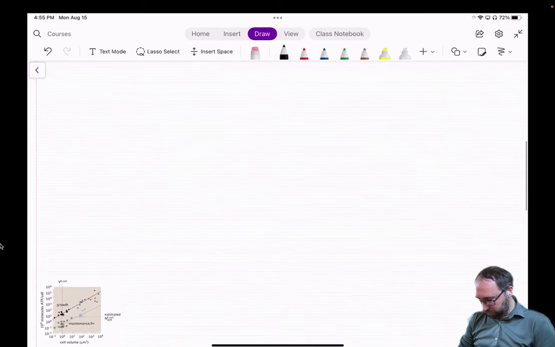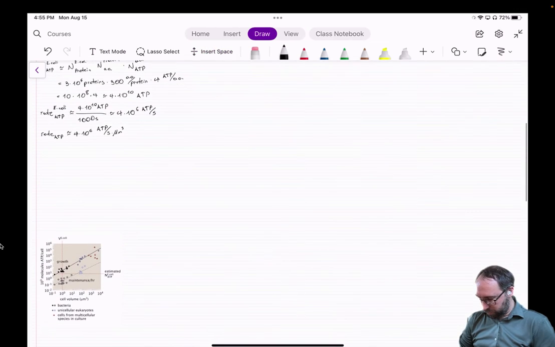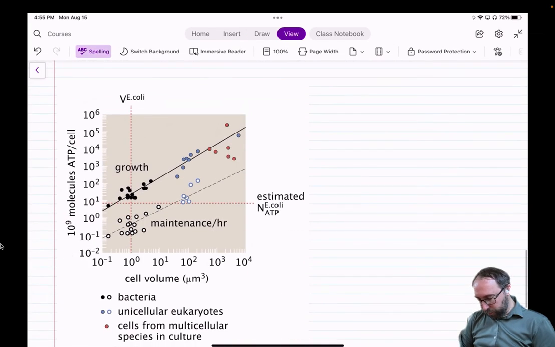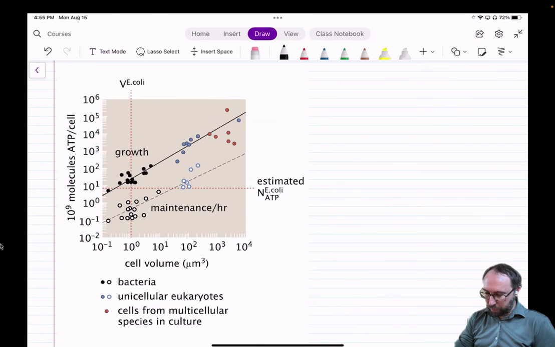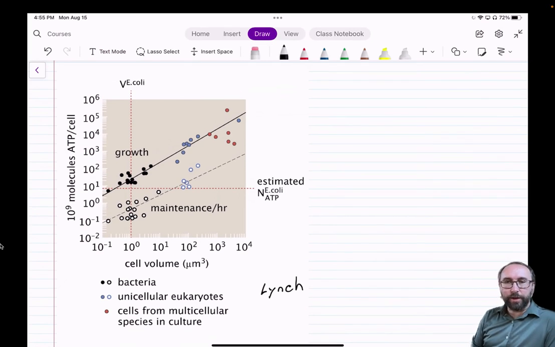So let me show you something. Sorry, I tried to be smart about where I put things, and then there you go. So this is a plot from a great article by Mike Lynch, and what you can see is that they did a survey of a bunch of different cell types that have to do with bacteria, but also unicellular eukaryotes or cells in culture. And what they asked is, what is the number of molecules of ATP necessary in the cell as a function of the volume, okay?